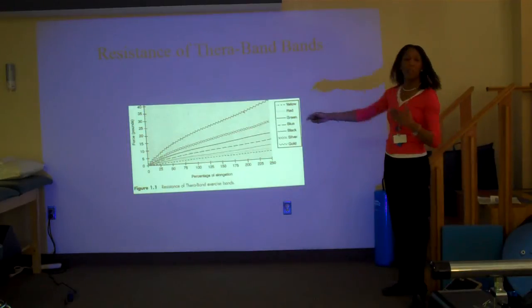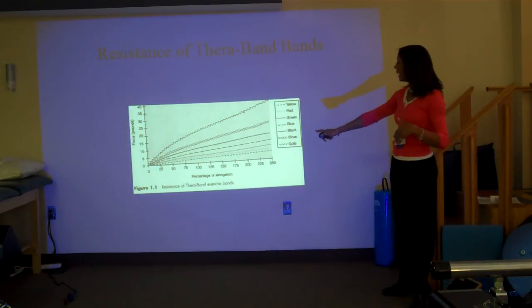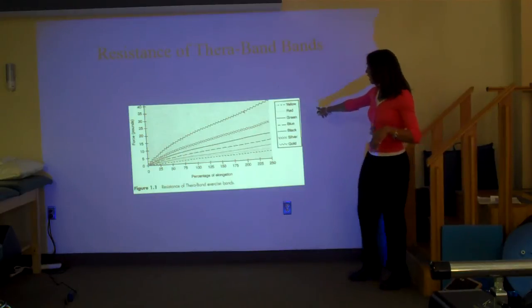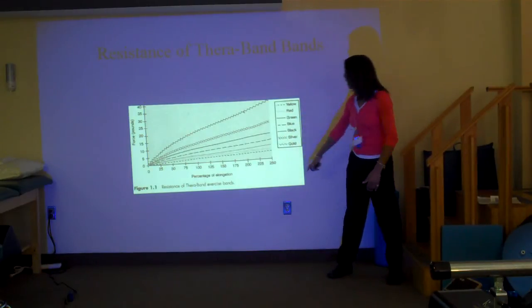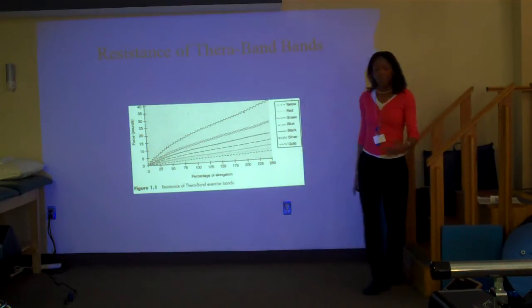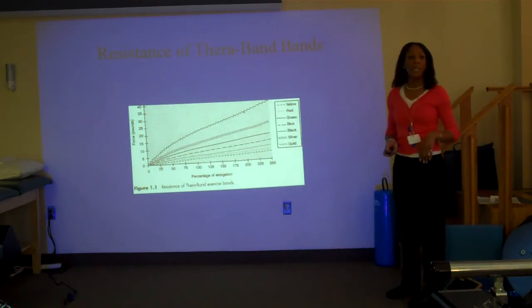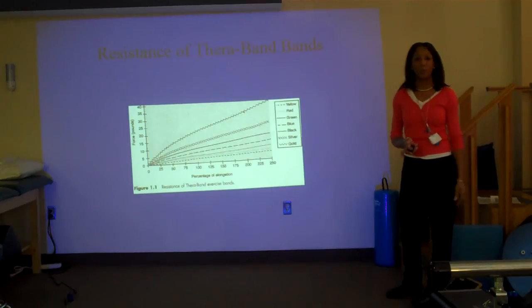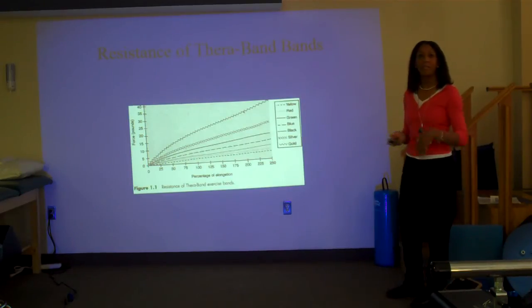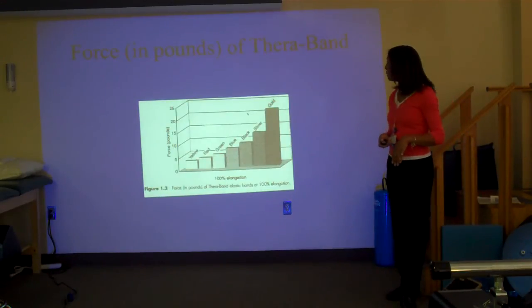Now this is just showing you the same thing in a graph formation. So the dotted lines will show you the yellow, okay? Solid line will show you the green. So what you're noting there, obviously, is just as the percent elongation increases, your pounds goes up as well, okay? So it's basically a linear equation there.